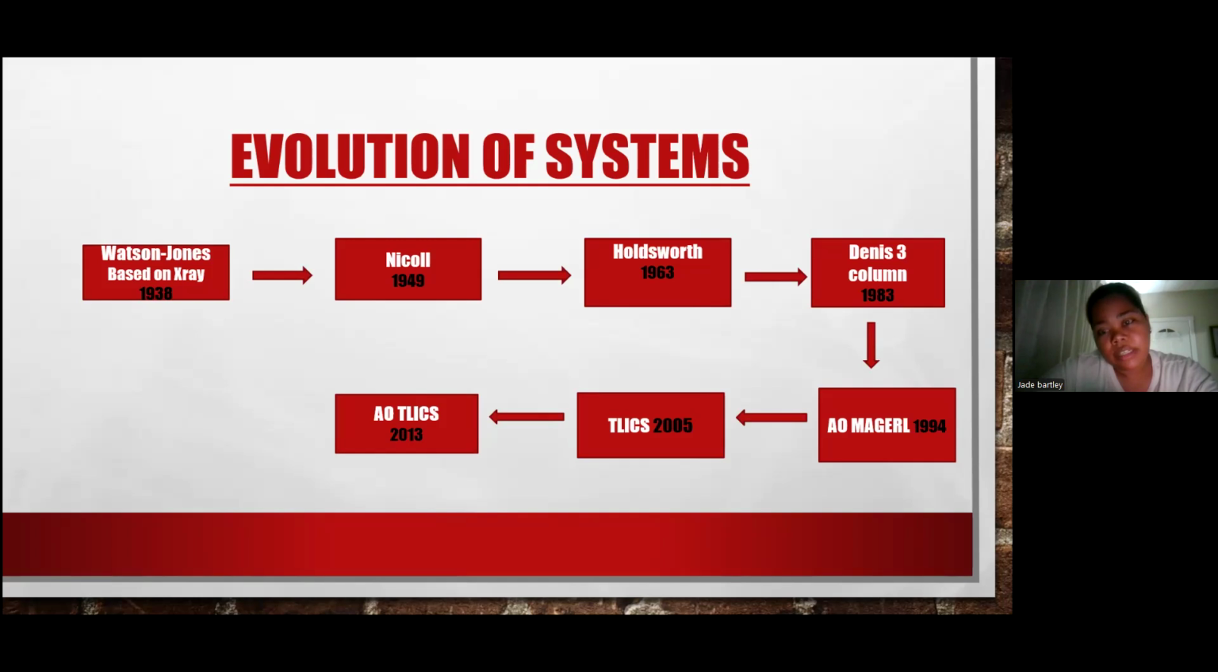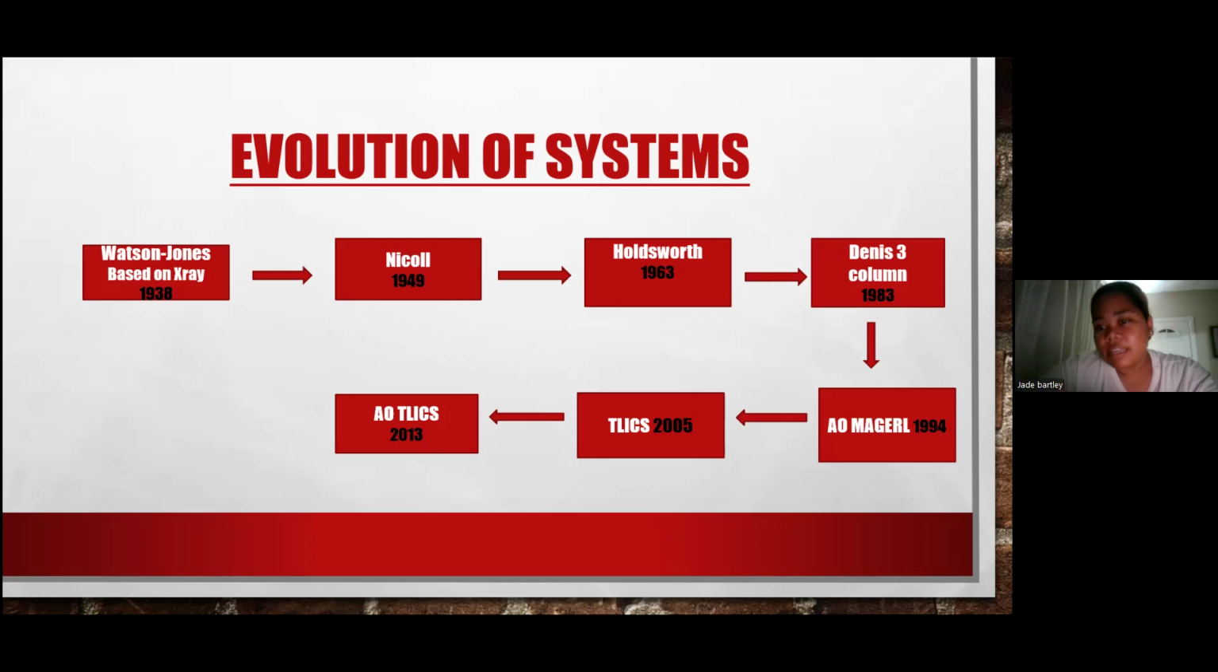Fast forward to 1963, Holdsworth introduced the concept of a two-column system, anterior and posterior, and he further reinforced the importance of the posterior ligamentous complex and divided fractures into basically 5 categories based on the fracture pattern: pure flexion, flexion rotation, extension, vertical compression, or a direct shearing force.